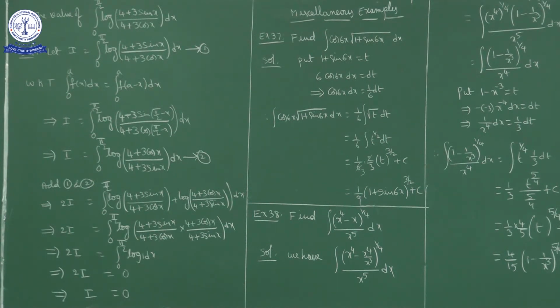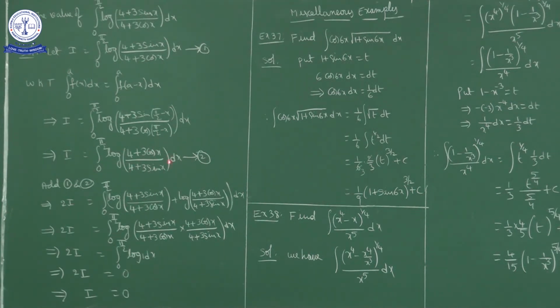Okay, I'll repeat once again. Find the value of integral 0 to pi by 2 log of (4 plus 3 sin x) upon (4 plus 3 cos x) dx. This is the given question. I'll mark it as 1. And using the property integral 0 to a f of x dx equal to integral 0 to a f of (a minus x) dx, replace variable by upper limit minus variable, we have I is equal to integral 0 to pi by 2 log of (4 plus 3 sin (pi by 2 minus x)) upon (4 plus 3 cos (pi by 2 minus x)) dx. So sin (pi by 2 minus x) is cos x, cos (pi by 2 minus x) is sin x. So we'll get I is equal to integral 0 to pi by 2 log of (4 plus 3 cos x) upon (4 plus 3 sin x) dx.